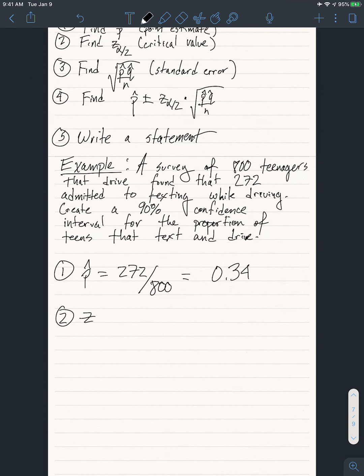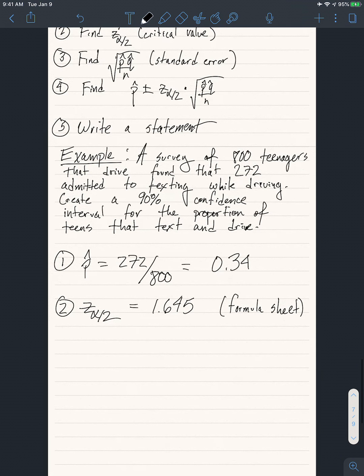So next step, find the critical value. This is going to be your easiest step, despite all that lecture earlier using the chart in reverse, because we just look it up on the formula sheet. Since we're doing a 90% confidence interval, the critical value is 1.645, just from the formula sheet. If you want, you can use the z-chart in reverse, but I'm going to guess most of you don't want to. And now we move on.